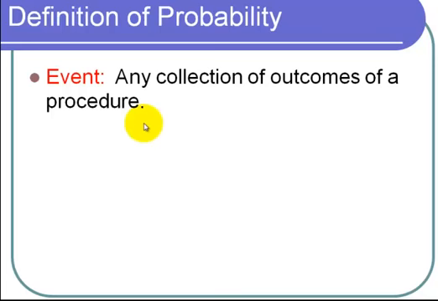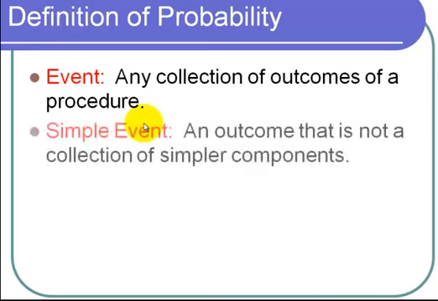That's an event. So a simple event is an outcome that is not a collection of simpler components. So for example, rolling a die, rolling a 2 is a simple event. On the other hand, rolling an even number is not a simple event because rolling an even number is a collection of a 2, a 4, and a 6.